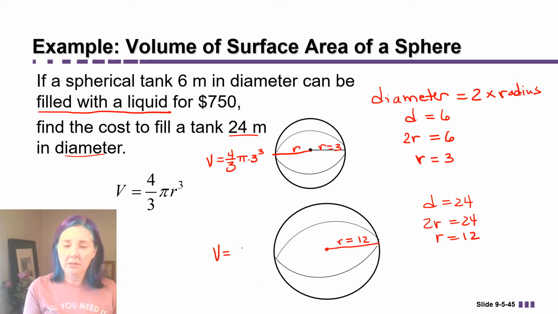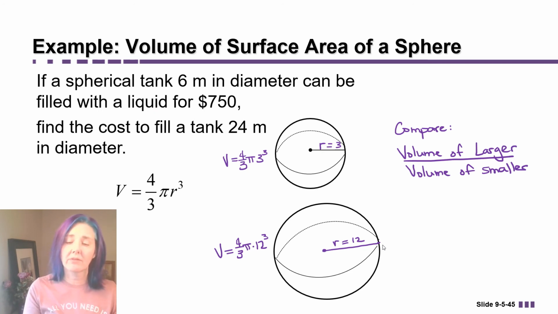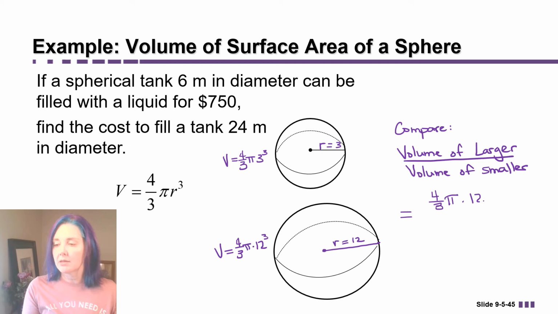The volume on the second sphere is going to be 4/3 times pi times 12 cubed. Now what I'm interested in is how the volumes compare. So I'm going to divide the volume of the larger by the volume of the smaller. And you might think we need to multiply all that out, but I actually don't recommend doing that. Let's just go ahead and make a ratio. The larger is 4/3 times pi times 12 cubed. The smaller is 4/3 times pi times 3 cubed.